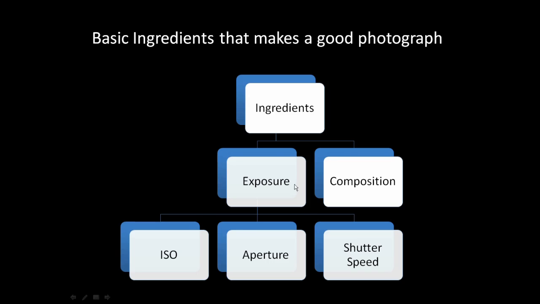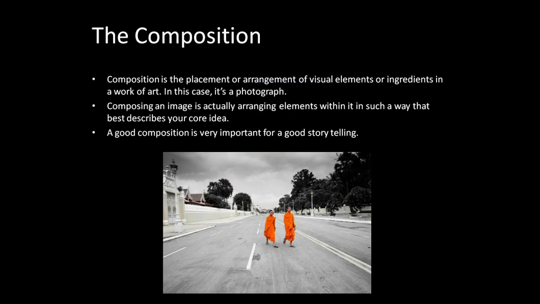Now let's talk about exposure. Exposure is made up of ISO, aperture and shutter speed. These elements you can easily edit, or to say, post editing is very easy for these elements. There are a lot of post editing tools available on the internet like Photoshop, Lightroom and many more. I personally like Lightroom as it is very easy to use. Now let's try to understand each of these elements in detail. Let's start with the composition.